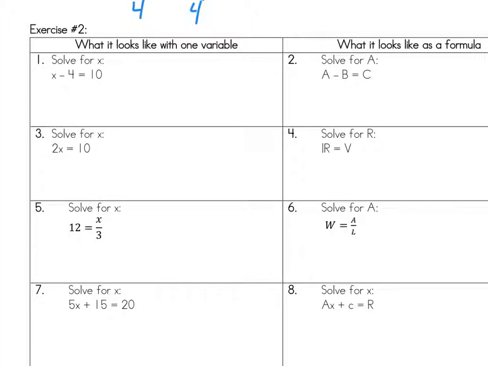Now moving on to exercise number 2. In the left-hand column, you can see what it looks like with a normal variable. And in the right-hand column, we are going to see what it, and when I say it, we're talking about an equation, looks like as a formula, as a bunch of different letters and not very many numbers.